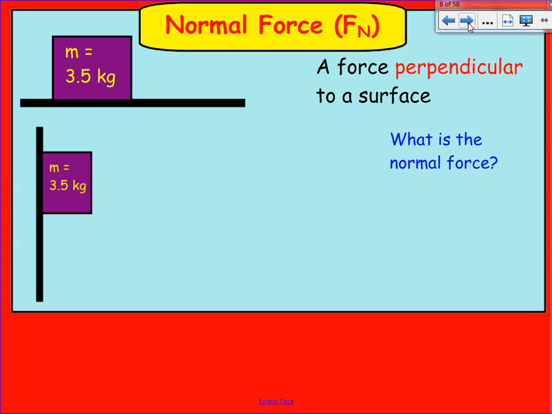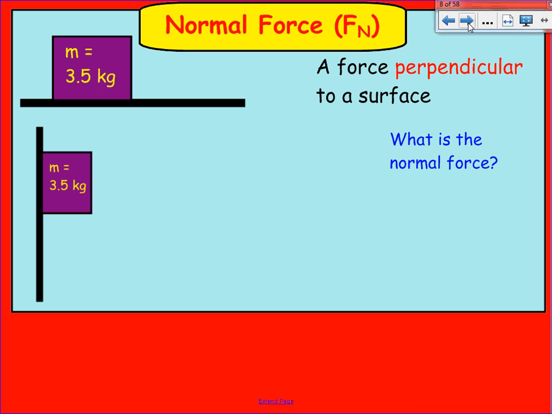Now let's go and take a look at force normal. Force normal, remember, is a force that is perpendicular to the surface. Now force normal does not have an equation. Instead, it's situational, so let's look at two situations. I've got a 3.5 kilogram block. The first one is resting on a horizontal surface. The second one is being pushed up against the wall, probably by a hand or something like that.